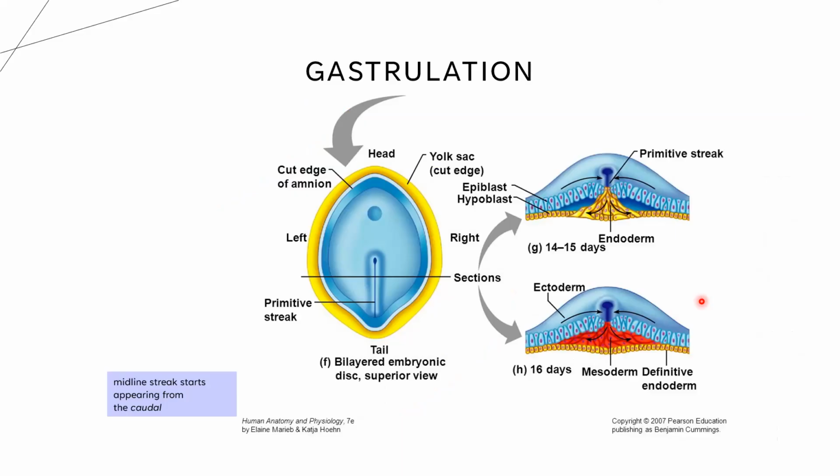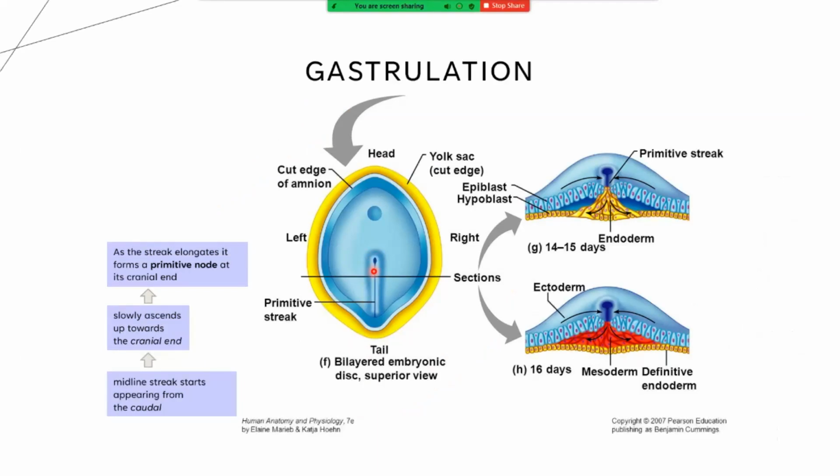Okay, again, another picture showing the same thing. The midline streak starts appearing from the caudal end and slowly ascends towards the cranial end. As the streak elongates, it forms a primitive node at its cranial end. Primitive pit is located in the middle of the primitive node. It stops growing halfway up the disc. And the primitive groove is formed behind the developing primitive streak.